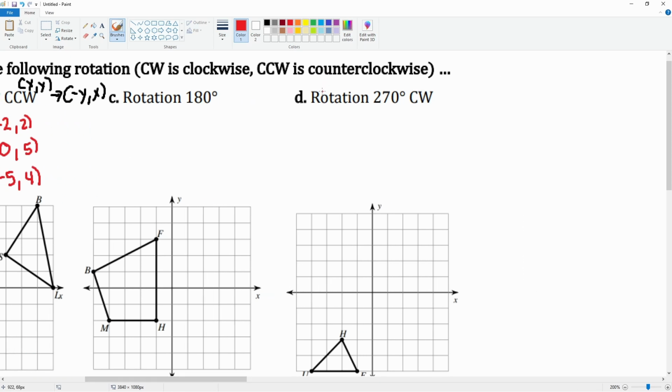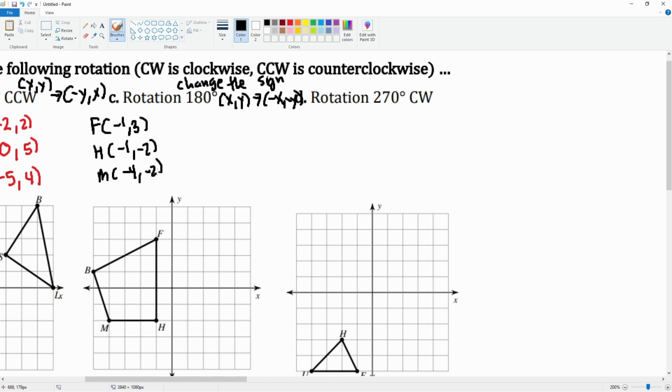All right, C, the 180 rotation. The 180 rotation, clockwise or counterclockwise, this is when you just change the sign. (x, y) arrow (-x, -y). Okay, that's the rule. Right, so you change the sign. So F, which is (-1, 3), H, which is (-1, -2), M, which is (-4, -2), and B, which is (-5, 1).